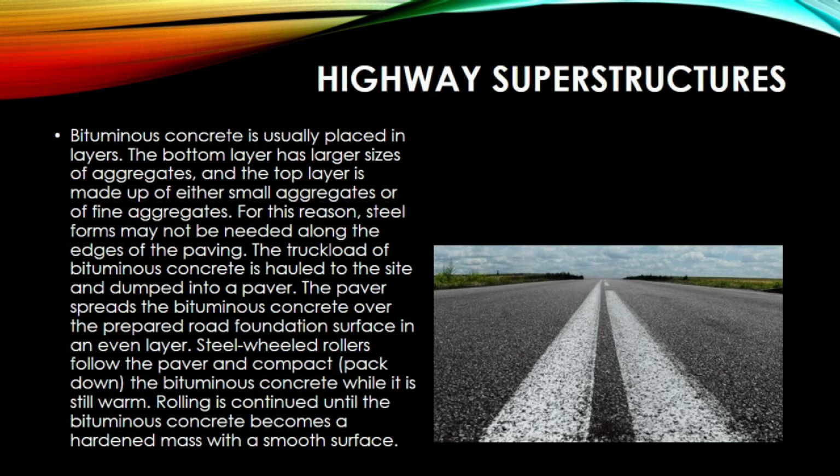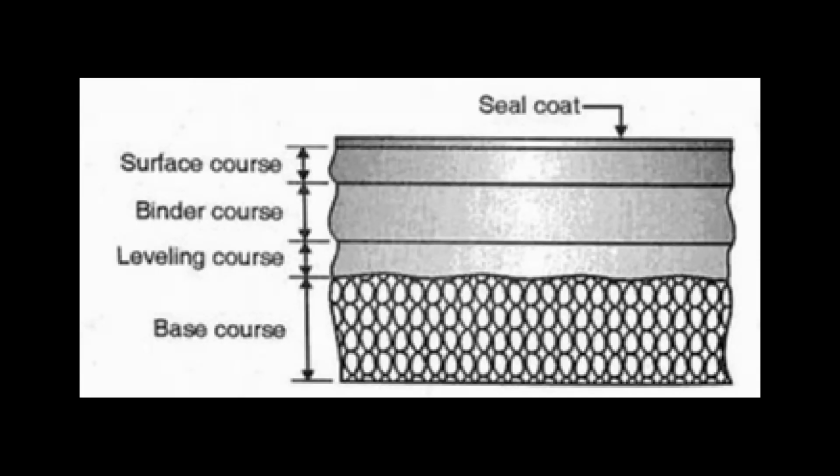The bottom layer has larger aggregates and the top layer is made up of either small aggregates or fine aggregates. For this reason, steel forms may not be needed along the edges of the paving. The truckload of bituminous concrete is hauled to the site and dumped into a paver. The paver spreads the bituminous concrete over the prepared road foundation surface in an even layer. Steel-wheeled rollers follow the paver and compact the bituminous concrete while it is still warm. Rolling is continued until the bituminous concrete becomes a hardened mass with a smooth surface.